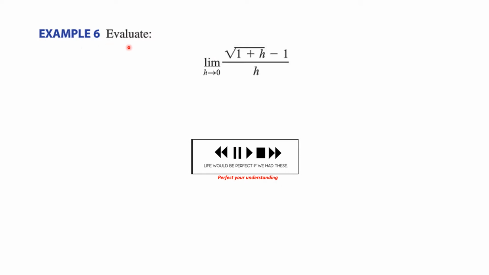When last we left off, you were evaluating this limit. I gave you some time then. I'll give you some time now. Let's see how you did.